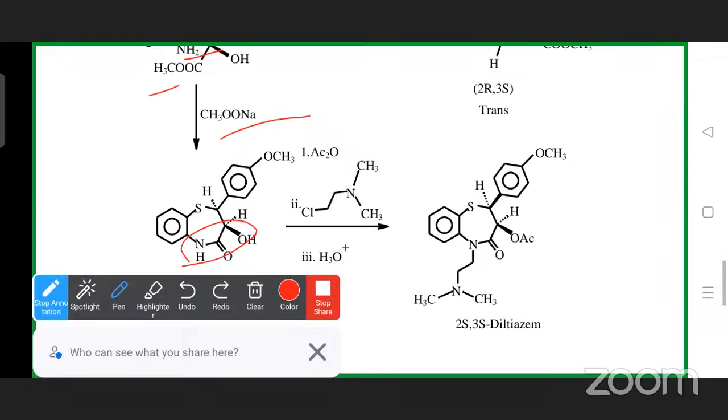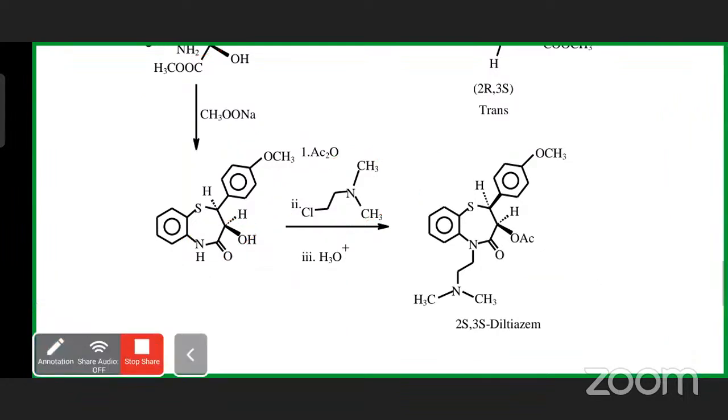Then upon reacting with this particular chloro tertiary amine, this side chain is going to attach on the nitrogen. Alkylation is taking place, where we get your final product, the 2S, 3S compound here.